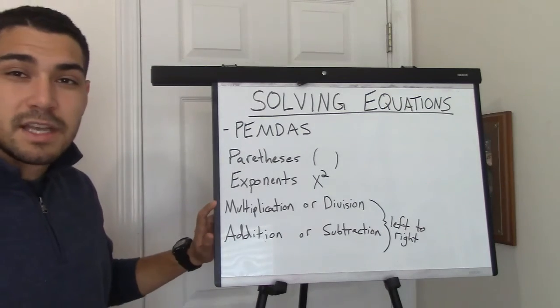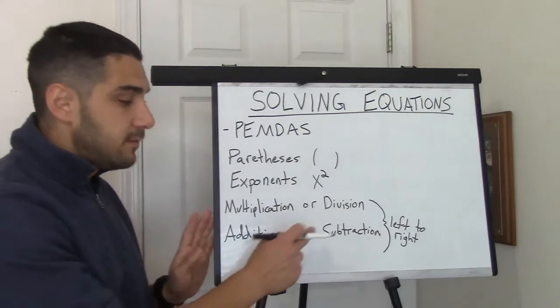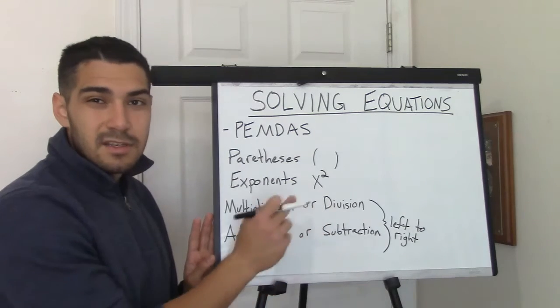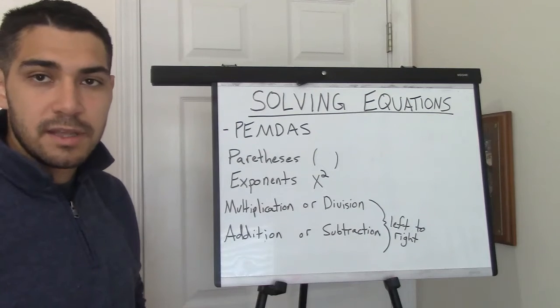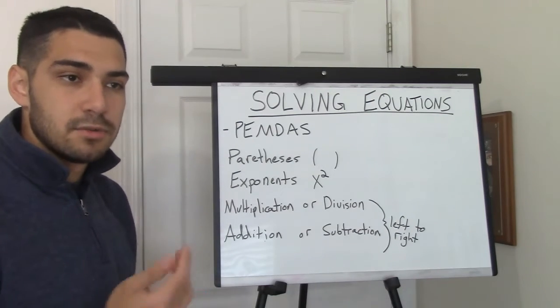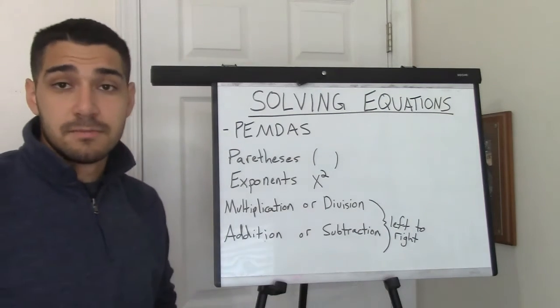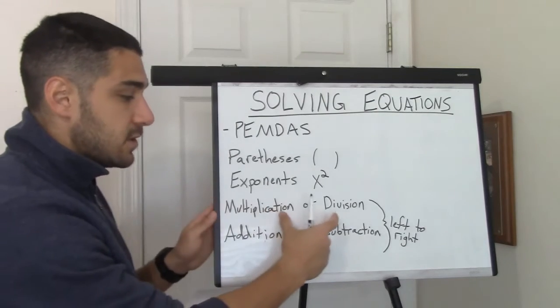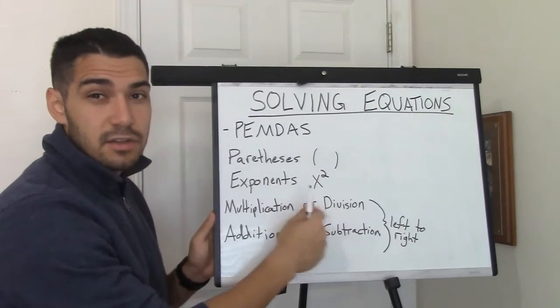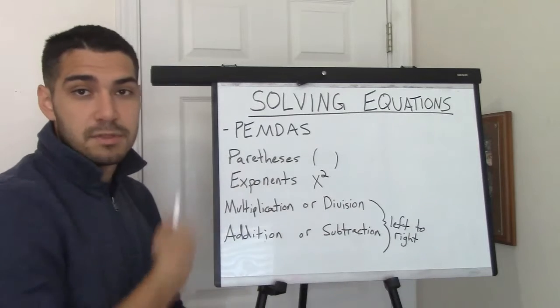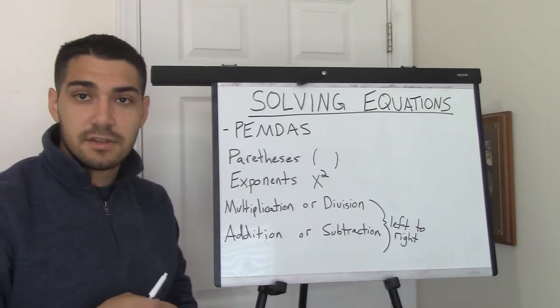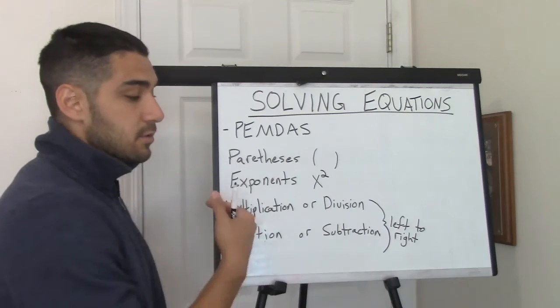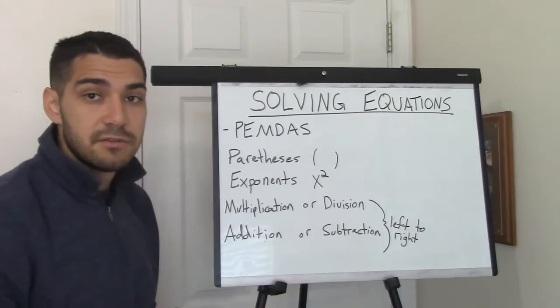Then any multiplication or division. Division, this is important to note, is the same thing as multiplying, just written in a different way, because you can think of division as multiplying by a fraction. So multiplication and division go together. You do them in order from left to right. If multiplying comes first on the left, then you would multiply first. If there's division first on the left, then you would divide first.